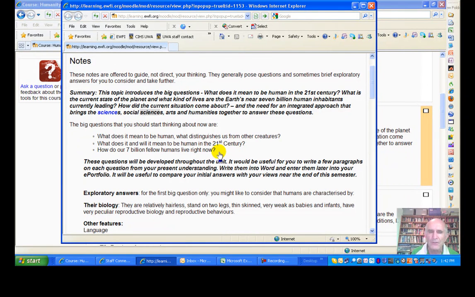These questions will be developing throughout the unit, but what we would like you to do this week is just have a brief think about them, write a few paragraphs about them in a Word document, and next week we'll get you to post them into the beginning of your e-portfolio. We won't be doing e-portfolios this week. We'd rather get you oriented on all the rest.